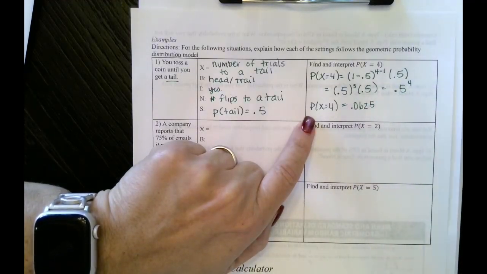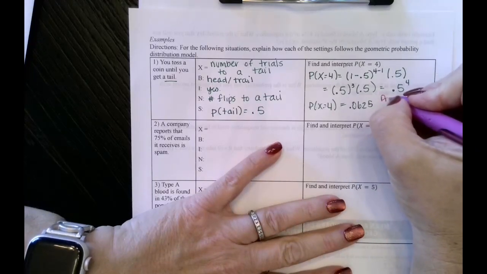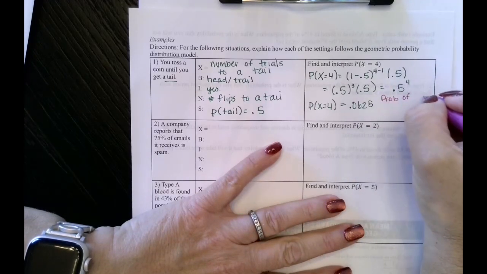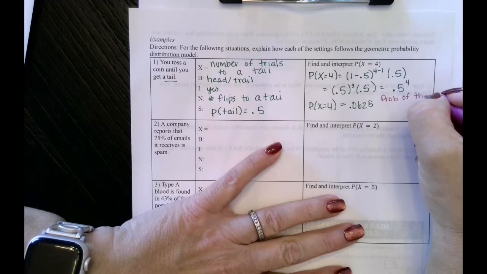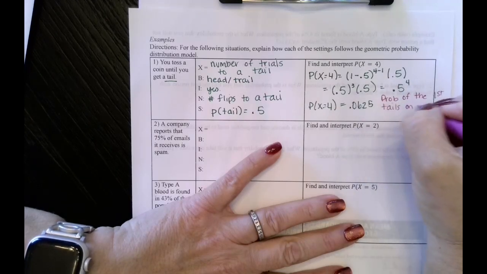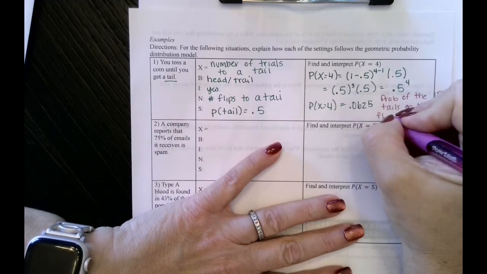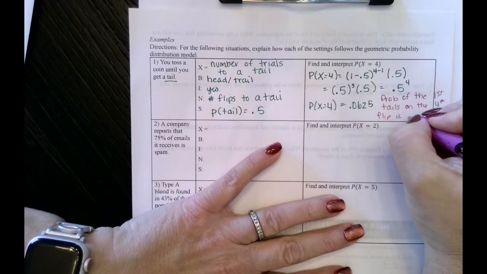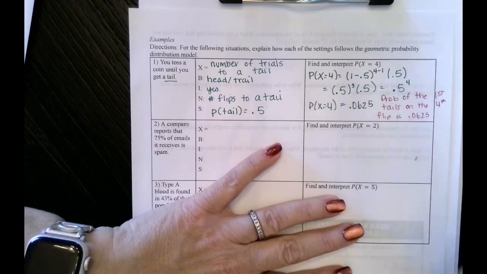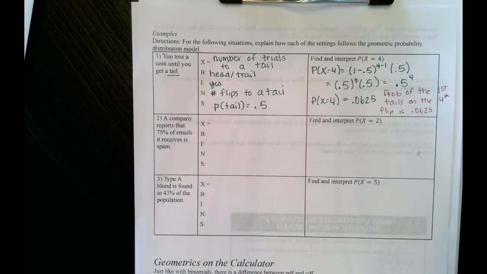Now, I'm going to write a little justify here just so we know what we found. The probability of the first tails on the fourth flip is 0.0625. All right, let's try another one.